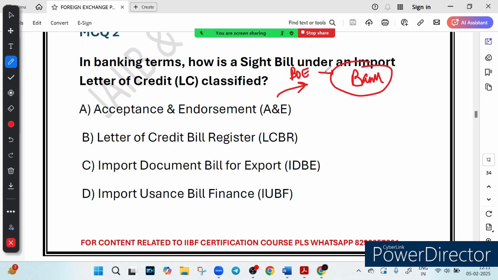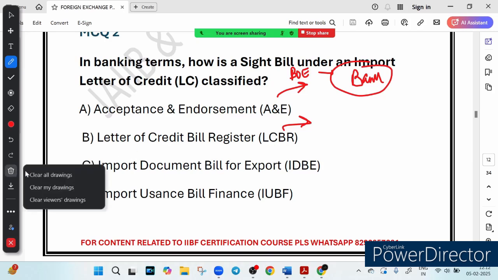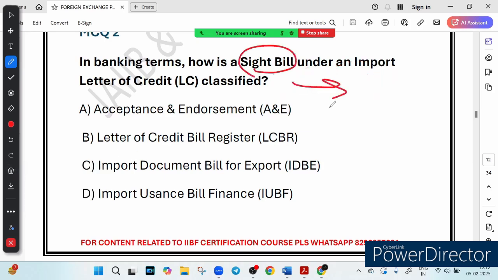Option B says LCBR, which is letter of credit bill register. LCBR is the correct classification of side bill under LC. What is the meaning of side bill? It means that payment is required immediately upon presentation of the document. Once I present the document, give me payment. That is the exact definition of the side bill, right?